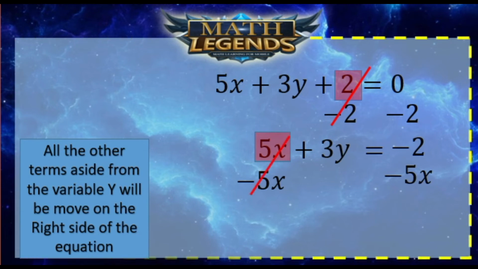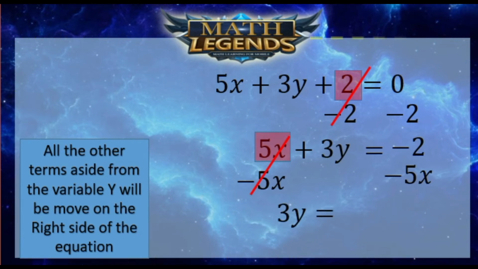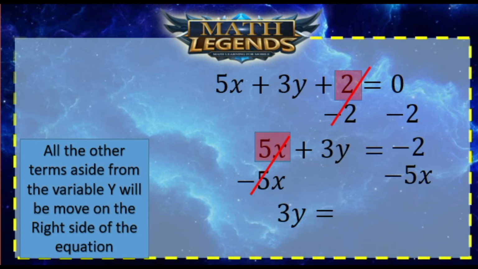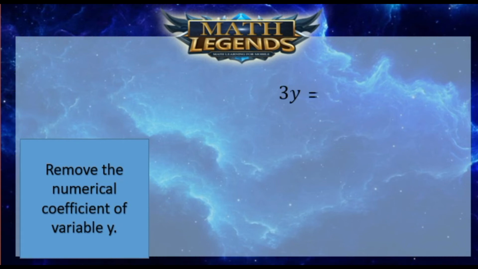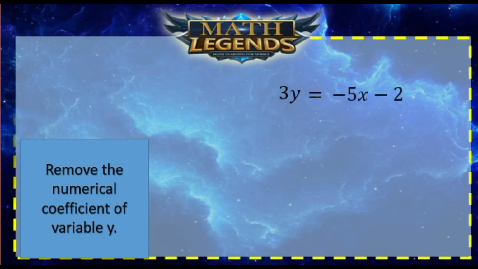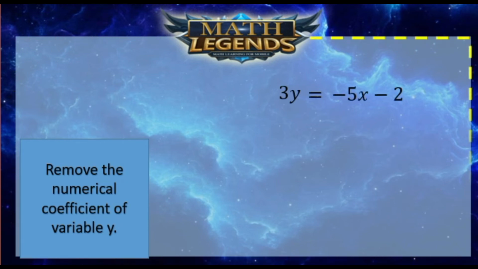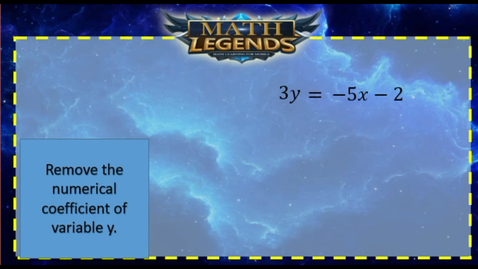So we're going to cancel out 5x plus negative 5x. That is because it will become 0. So therefore, from the left side, we will have 3y is equal to negative 2 plus negative 5x. Since they are not like terms, the equation will be negative 5x minus 2. From that, given the equation 3y is equal to negative 5x minus 2, remove the numerical coefficient of variable y.